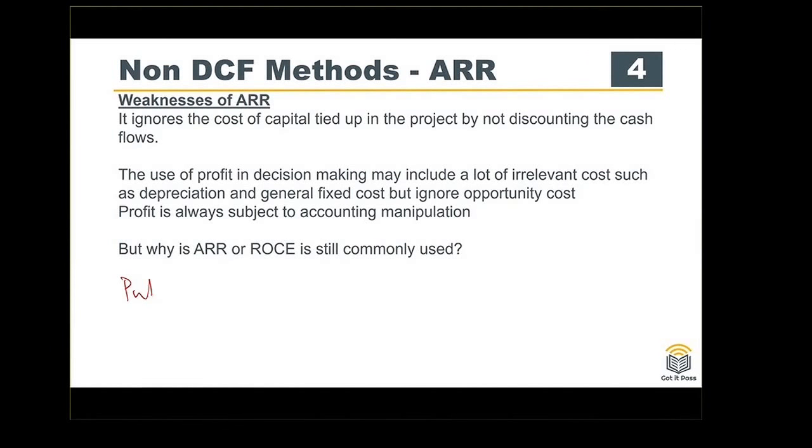Because of published accounts, it's quite easy for people to understand where the numbers are from. Also because managers can manipulate the accounting figures easily. If the managers' performance or incentives are highly related to the ROCE or accounting rate of return, they intend to make the numbers look good because they can get more bonus based on the ROCE when it's achieved. So from the point of view of the managers, they would like to use those non-DCF methods as performance measurements.